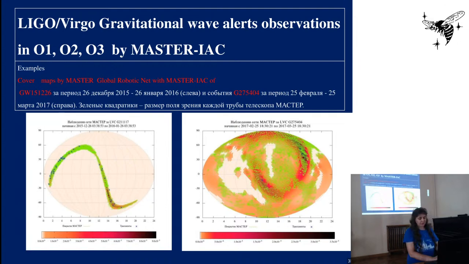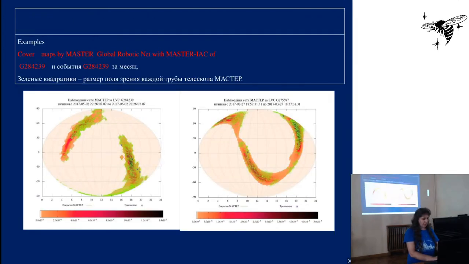After coverage, we analyzed all optical transients that were detected by our auto-detection system and published some of them in GCN, some of them in ATEL, and one of the main papers is in press now. Here is an example of two gravitational wave alerts and coverage made by MASTER.NET, including MASTER-EAC and MASTER-SAAO.